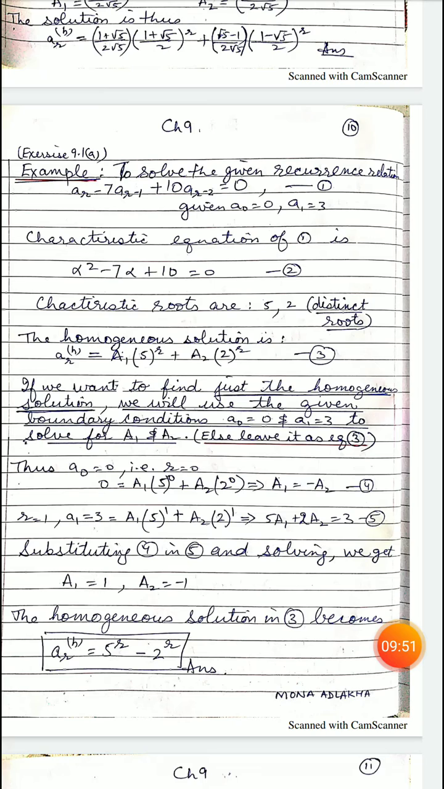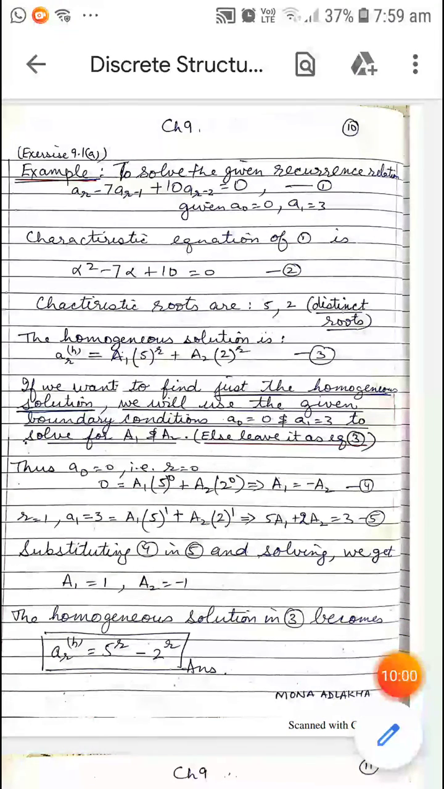So suppose in this case I just had to find the homogeneous solution. I have applied the two boundary conditions, got two equations in two unknowns, 4 and 5, and I solved to find the value of a1 and a2. Hence my homogeneous solution, which was in equation 3, I get it as 5 to the power of r minus 2 to the power of r.